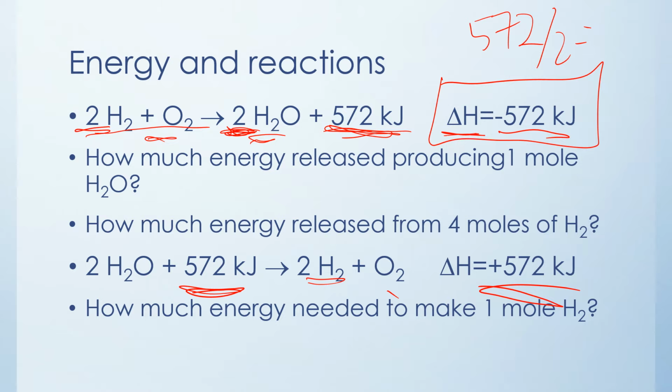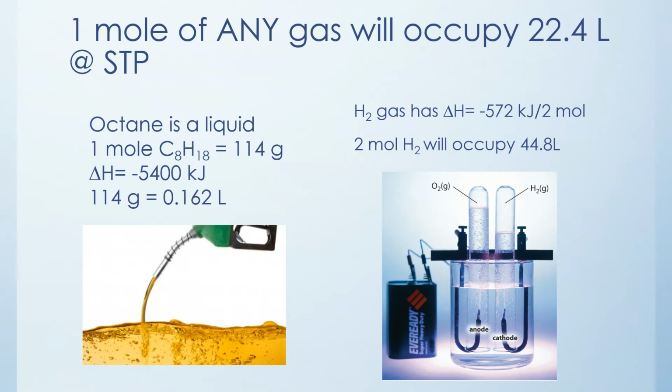What if you released 4 moles of hydrogen instead of 2 moles of hydrogen? Well, if you released 4 moles of hydrogen, that's twice as much. So that would be 572 times 2 in that case. And again here, if you want to make 1 mole of hydrogen, that would be the same thing as 1 mole of water. It would be half of 572. So hopefully that makes sense.